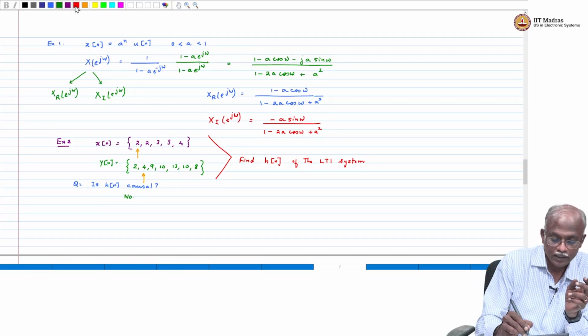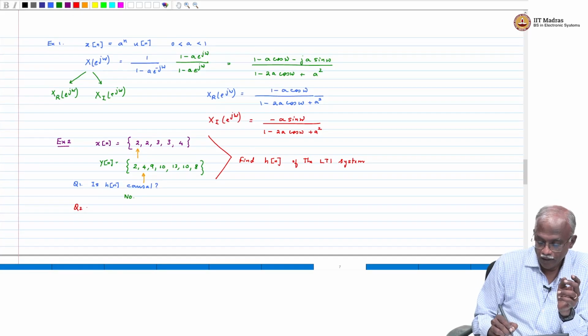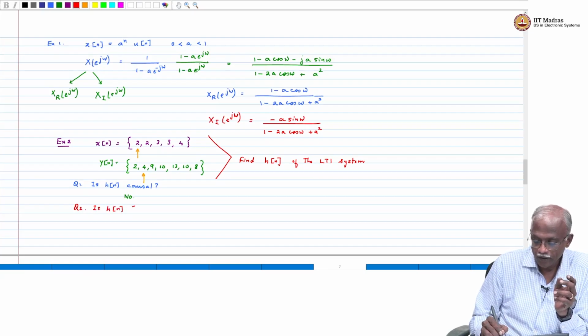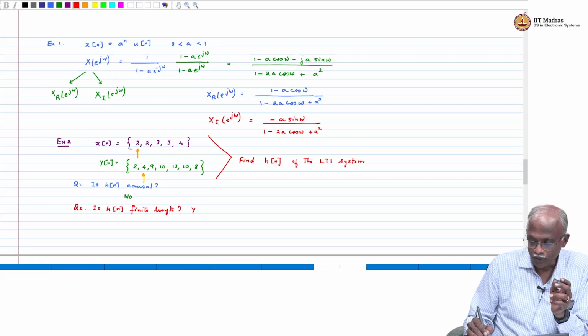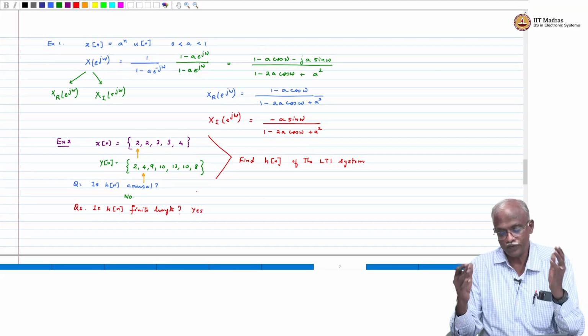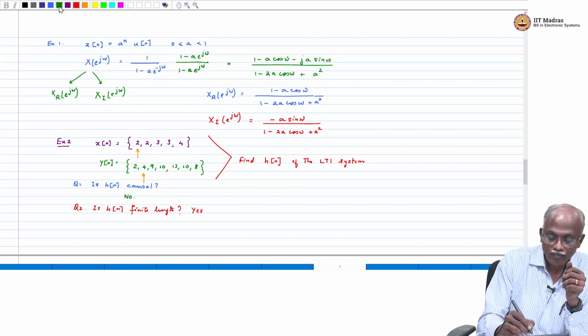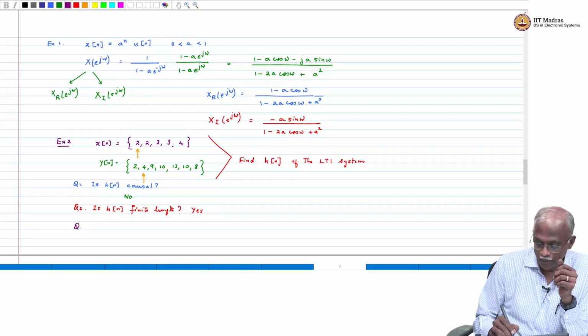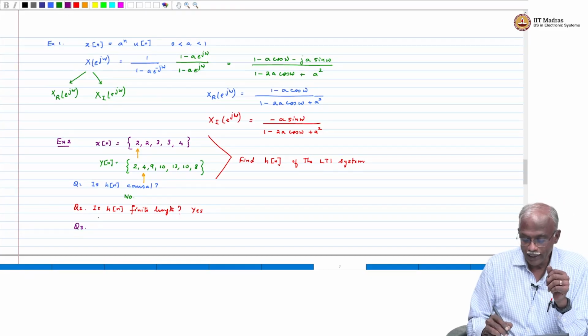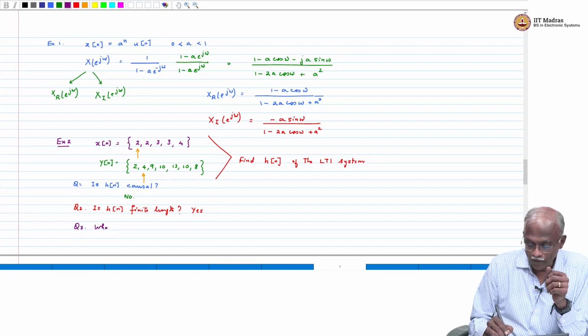Second question: is h of n finite length? The answer is yes, because the input is finite length and the output is finite length, so this is finite length. The third question, which probably requires a little bit more thought, is: what is the length of h of n?